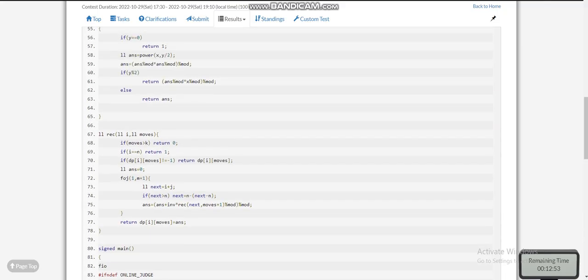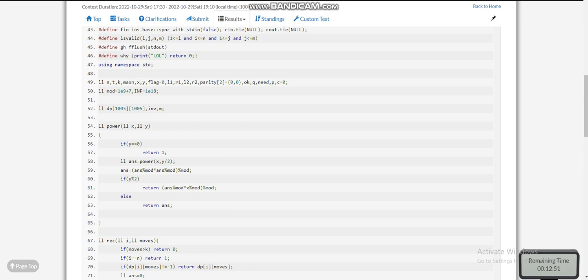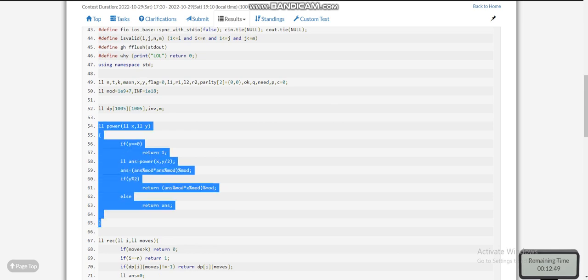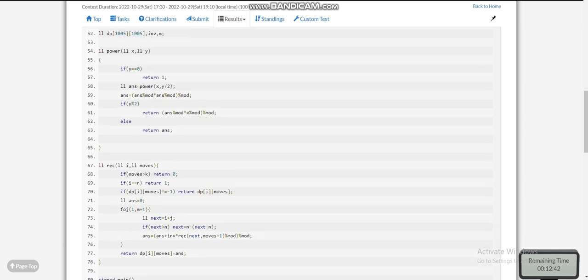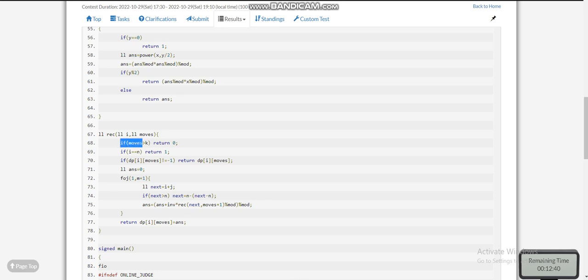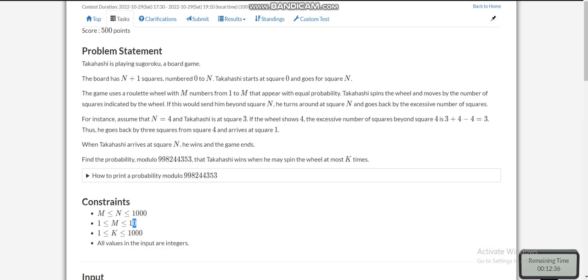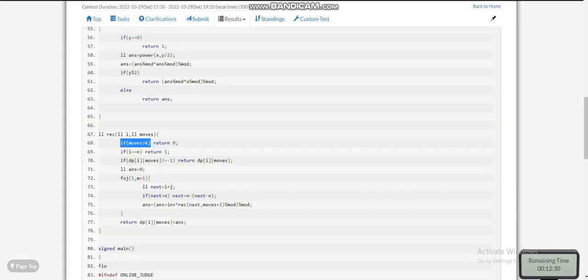So now let's jump into the recursive solution. This is the calculation of power in order of log n. You can find it everywhere, on GFG or YouTube: binary exponentiation, power in log n. Now if moves is greater than k, we'll just return 0, because we have to consider Takahashi wins when he may spin the wheel at most k times. If the number of spins is greater than k, we'll just return 0 because the probability will be 0 in that case.